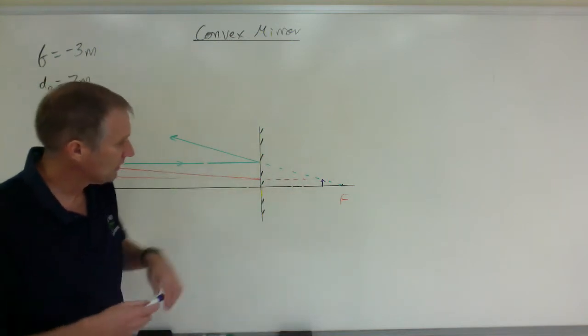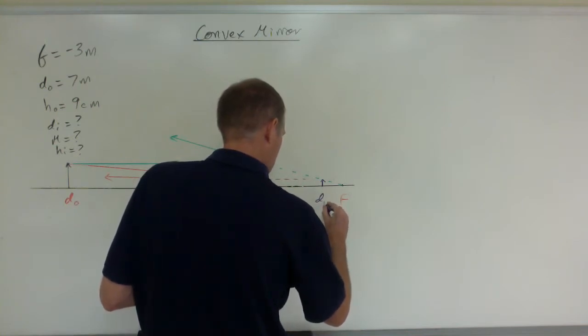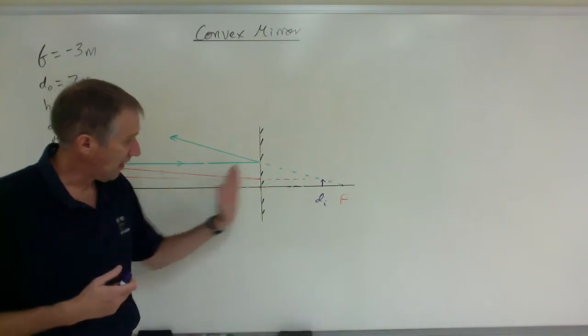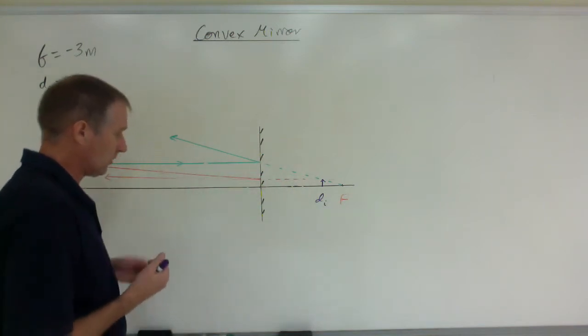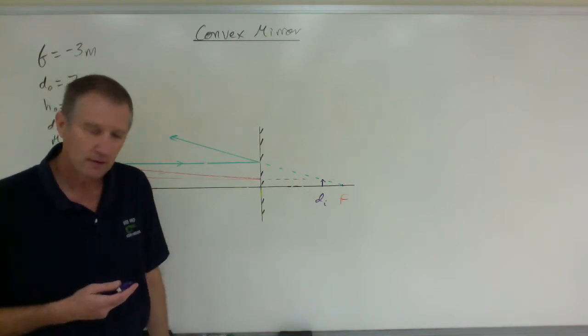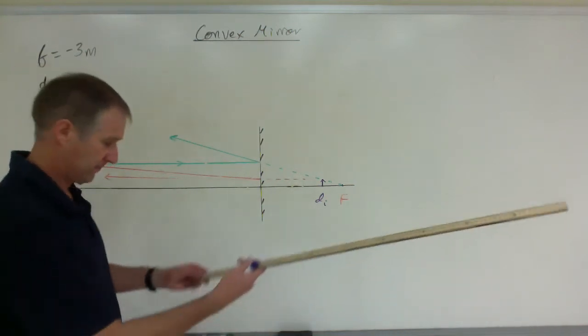This is a virtual image because it's behind the mirror. The reflected rays are really over here on the shiny side. It's smaller, it's upright. We could measure this, again, I drew it to scale.